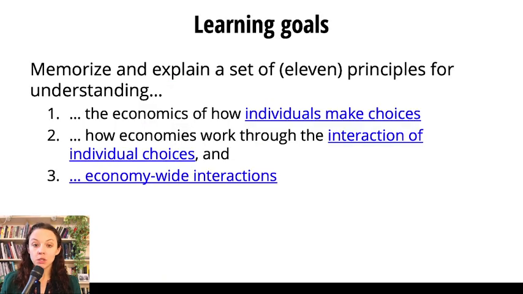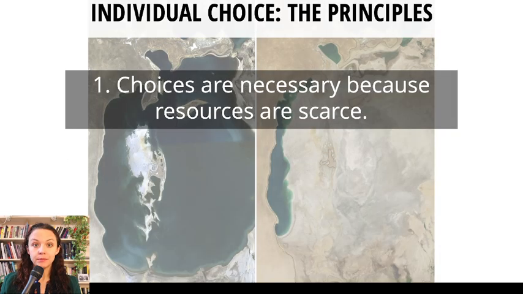So in terms of our principles, we're going to break them into 3 groups. The first group in this video is going to be about how individuals make choices, and we're going to have some key terminology and some key assumptions we make there. Then in the other videos, we're going to talk about the interaction of those choices that people make, and then we're also going to talk about economy-wide interactions.